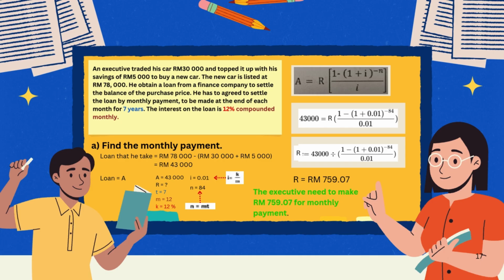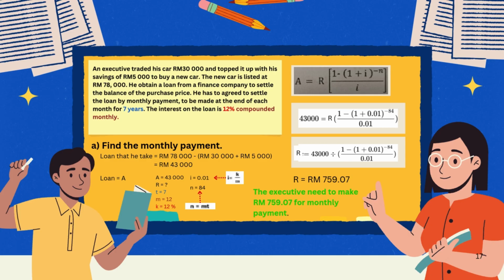So as usual we list all the information that we get. A equal to 43,000. R, the amount that we need to find. T is 7, that means 7 years. M is 12, that means compounded monthly. K is 12%, that means the interest that the loan gives. So we use I equal to K over M to find I. 0.12 divided by 12, we will get 0.01. And for n, we use the formula n equal to MT. N equal to 12 times 7, we will get 84.